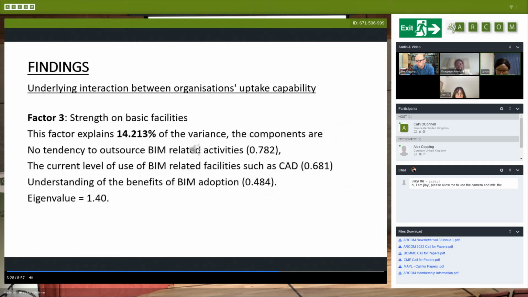The third factor was named strength on basic facilities, and it explains 14.213% of the variance. The highest contributing component is no tendency to outsource BIM related activities. Factor 3 speaks of the availability and use of relevant facilities, and this is why there is no need to outsource.